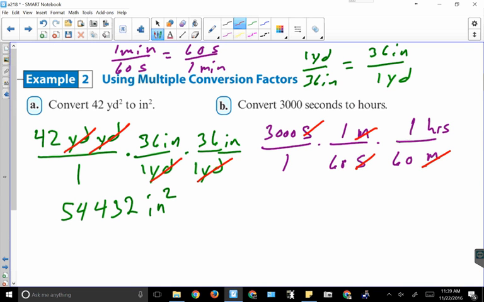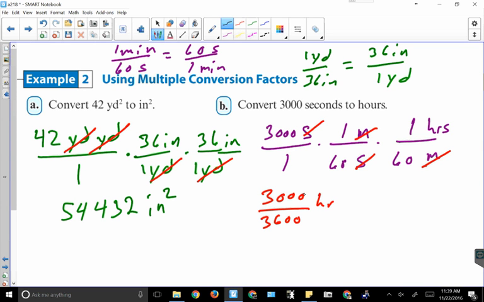What's 60 times 60? What's 6 times 6? 3,600. See, that's where my 36 was coming from. If I write it this way, 3,000 over 3,600 and I got it in hours.